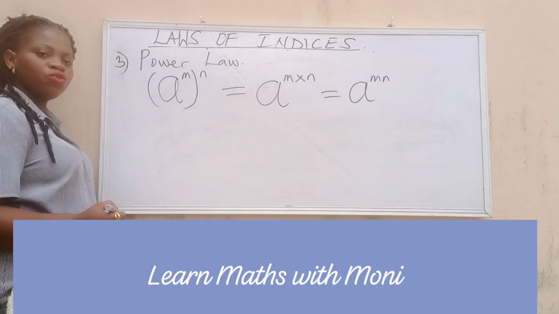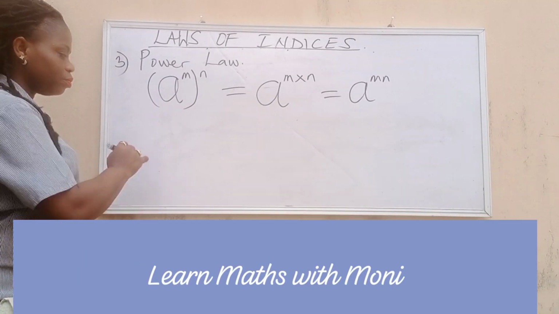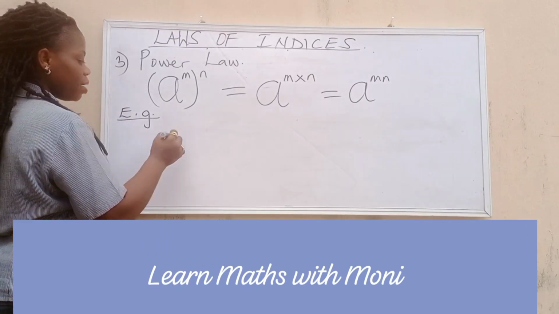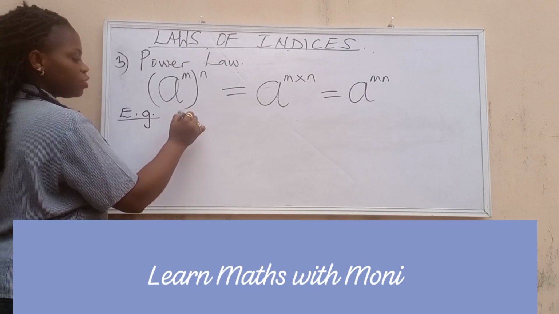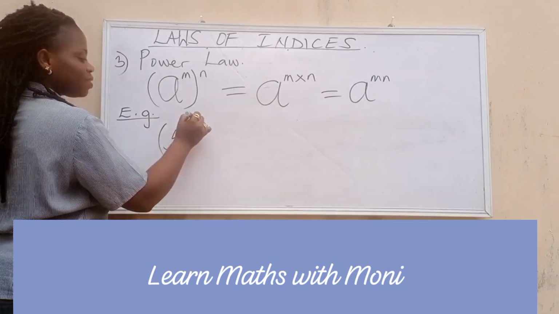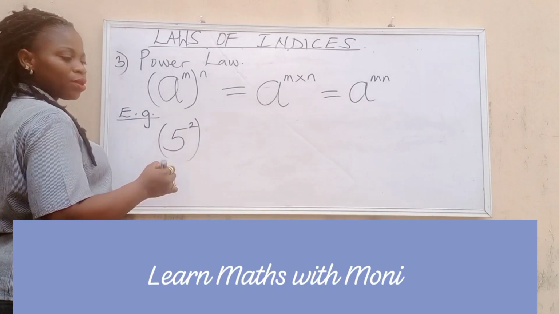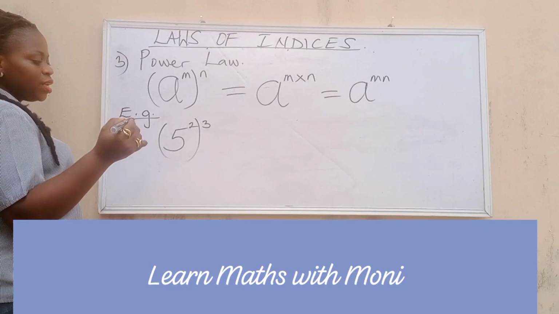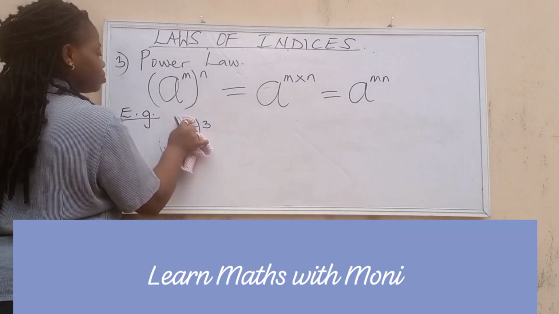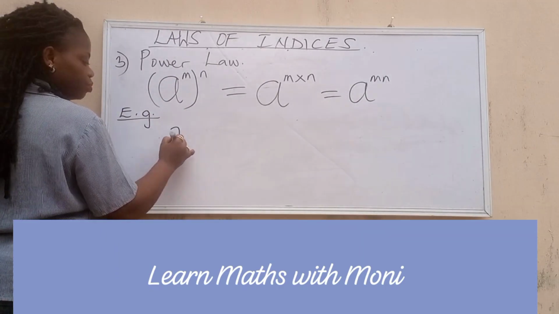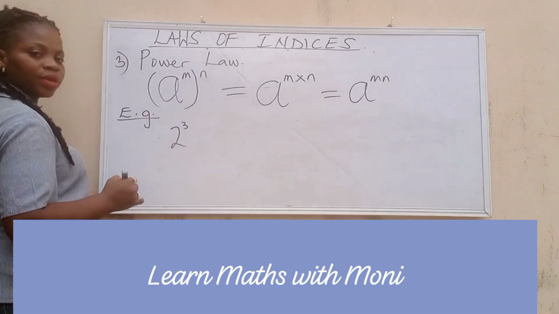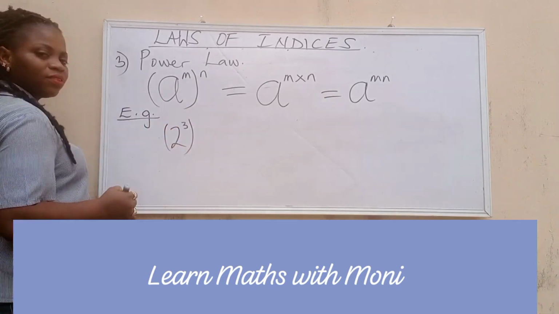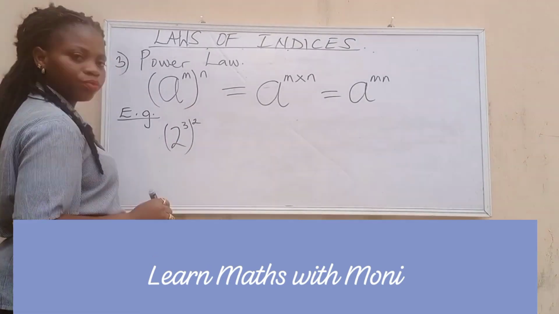Let us look at a numerical example to drive home this law. For example, given that I have 5 raised to power 2 and the entire 5 raised to power 2 raised to another power of 3. Or in a simpler form, let's say I have 2 raised to power of 3 and the entire 2 raised to power 3 is raised to a power of 2.